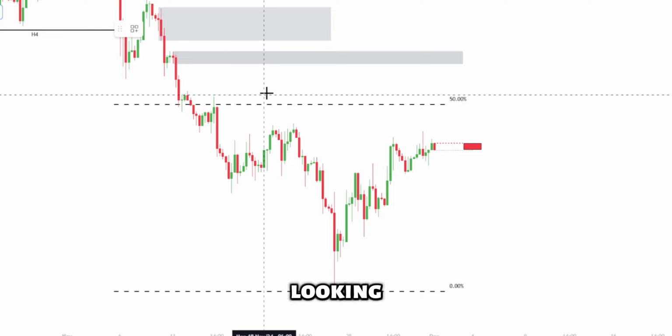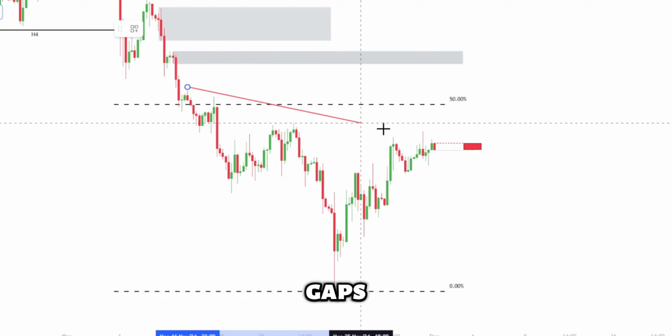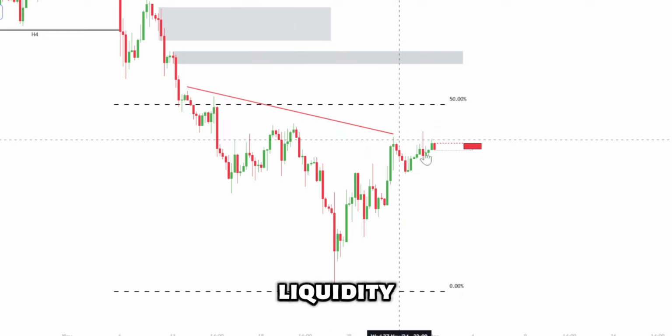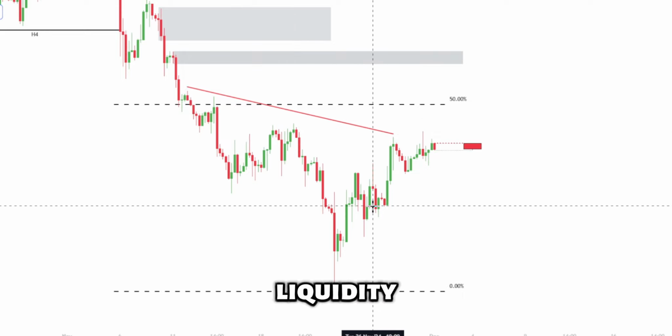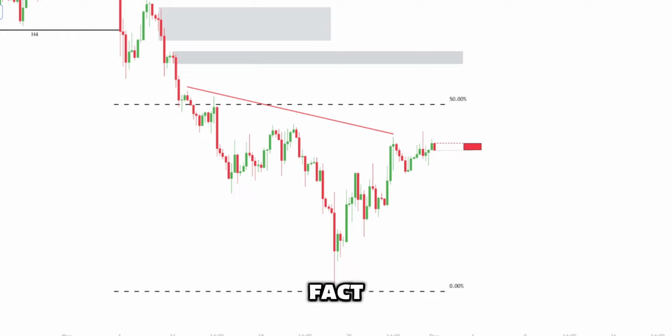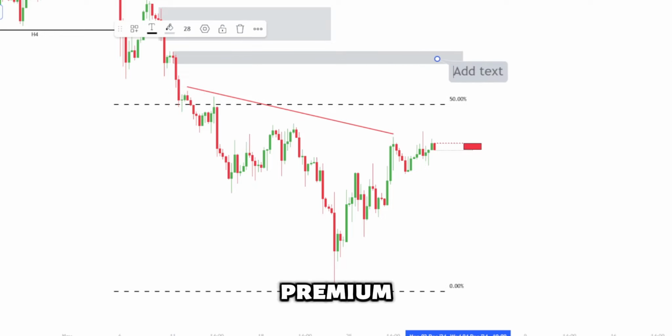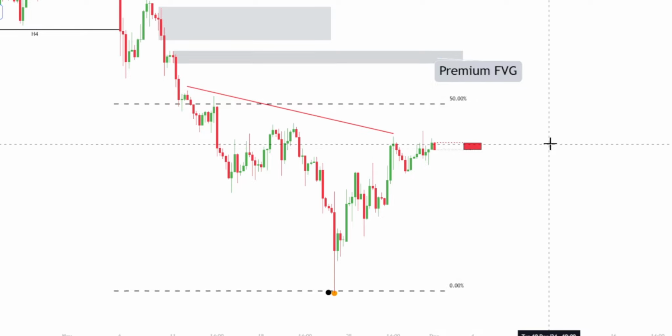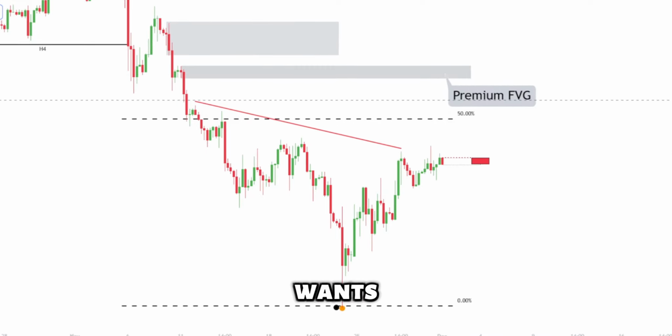Now from here, we start looking at liquidity and fair value gaps. Notice how we have a very large pool of liquidity over here. This is trendline liquidity. This is buy-side liquidity. Price will gravitate towards buy-side liquidity. But what makes buy-side liquidity higher probability is the fact that we have a fair value gap in the premium. So we have a premium fair value gap. A premium fair value gap is where price wants to target.